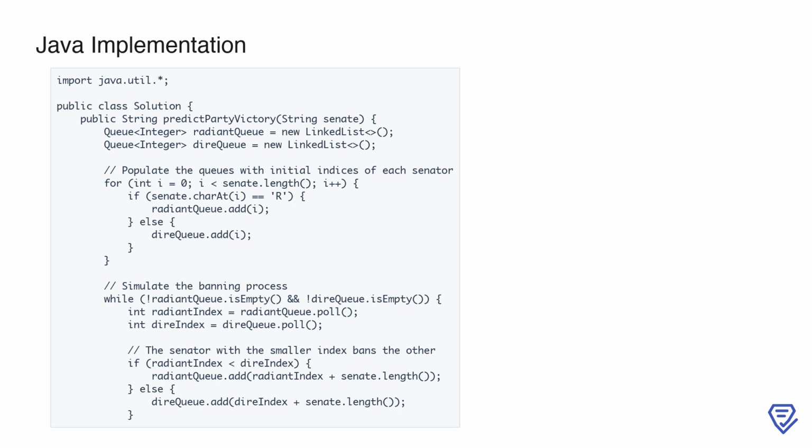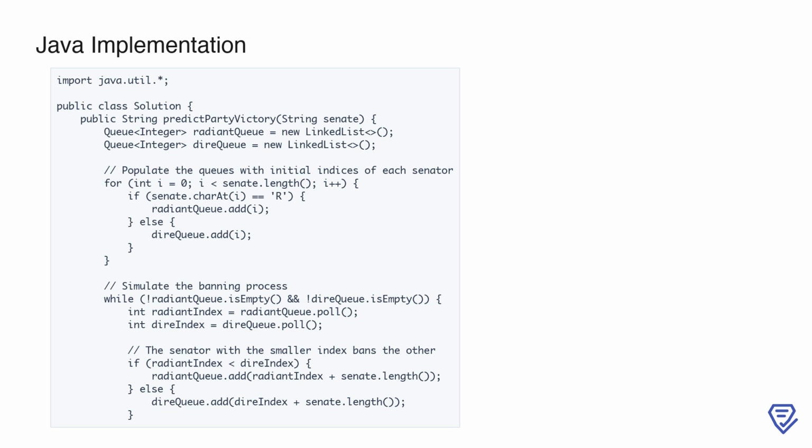If the character at the current index is R, we add that index to the radiant queue. Otherwise, if it's D, we add the index to the dire queue. This setup ensures that we know the initial positions of all senators from both parties. After filling the queues, we simulate the banning process using a while loop. The loop continues as long as both queues are not empty.